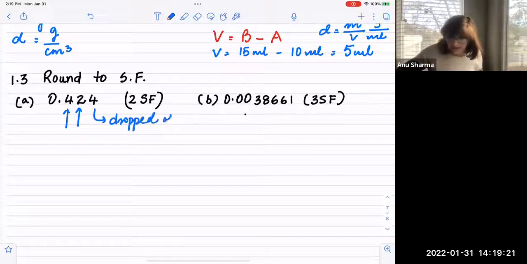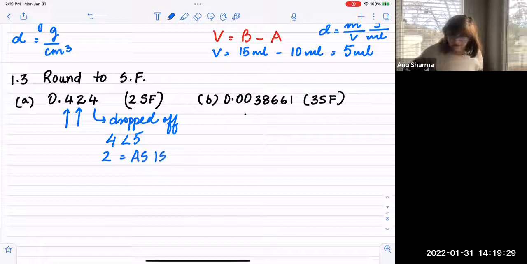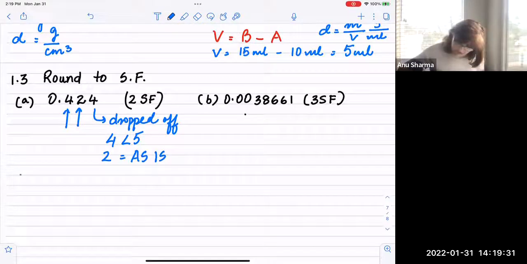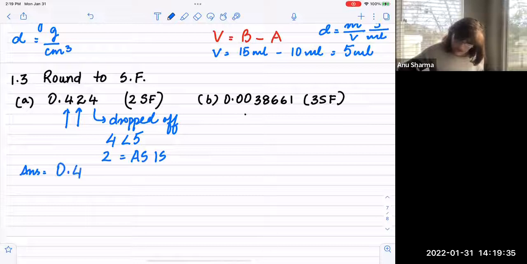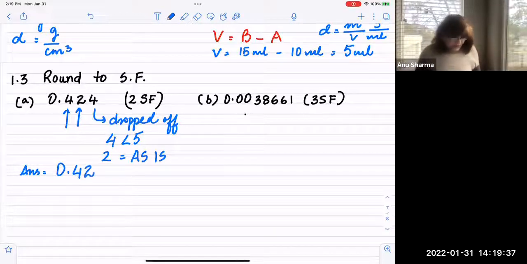When you drop this off, 4 is less than 5, therefore the 2 is as is. It is not rounded up. So the answer in this case is 0.42, and you leave it as it is.